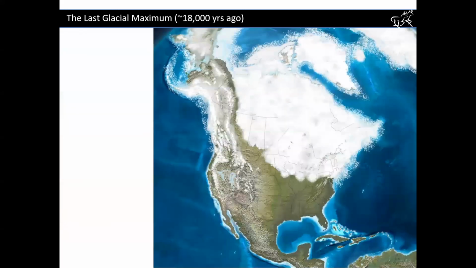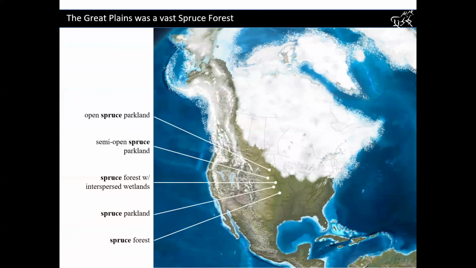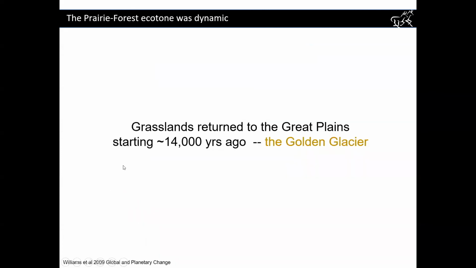And so I want to start with us around 18 or 20,000 years ago, where the glaciers were at their maximal extent. And I just want to point out that in this place we know of as the Great Plains, from probably 2 million years ago until about 10,000 years ago, this was a spruce forest. It was a spruce parkland, spruce forest with interspersed wetlands. The evidence is literally everywhere. After about 14,000 years ago, grasslands did in fact return to the Great Plains, obviously.